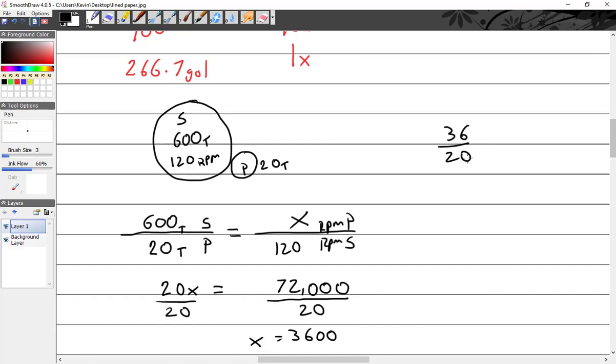Does anybody have that one? But it probably isn't going to give it as 36 over 20. The answer is 1.8 to 1. 36 divided by 20 equals 1.8. So just divide 36 by 20, and then you get the answer.